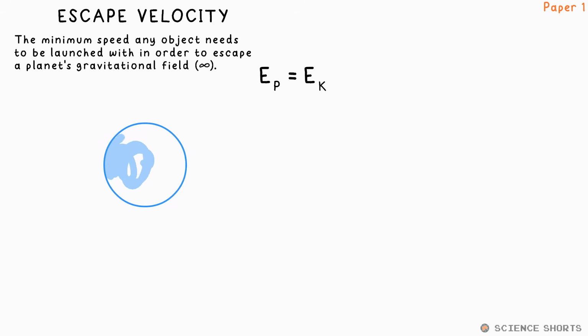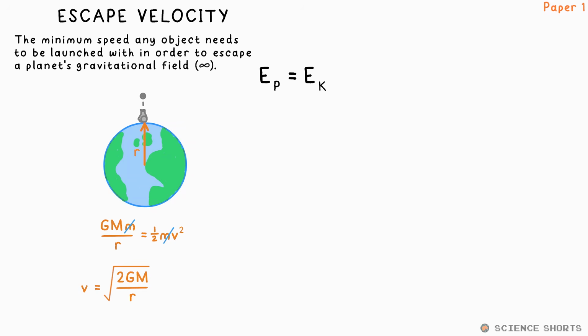If you want to escape a gravitational field, you must be given enough kinetic energy at the surface to be equal to the potential energy needed to get to infinity. That means half mv squared equals GMm over r, where v is the escape velocity, the velocity you need to fire something at from the surface, and r is the planet's radius. The little m's cancel, and we get v equals root 2GM over r. So that goes to show it doesn't matter how heavy or light objects are, they all must have the same escape velocity to escape the gravitational field.